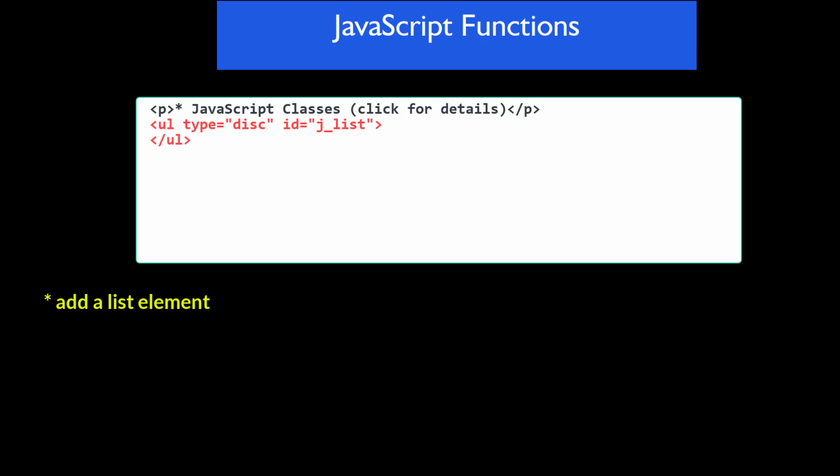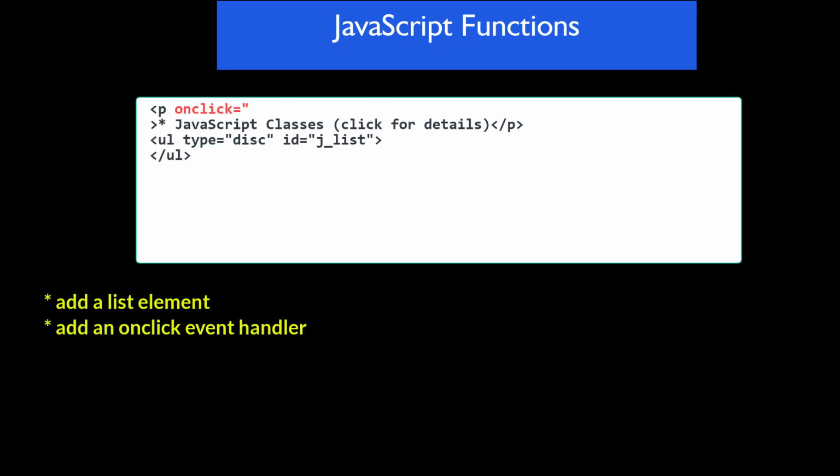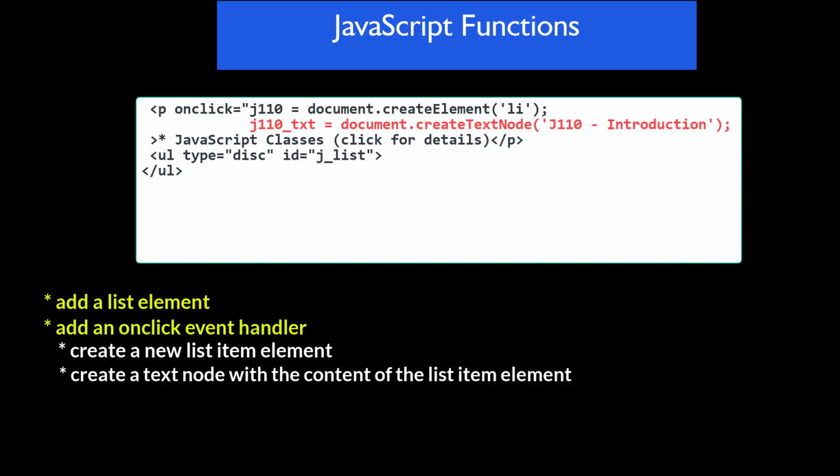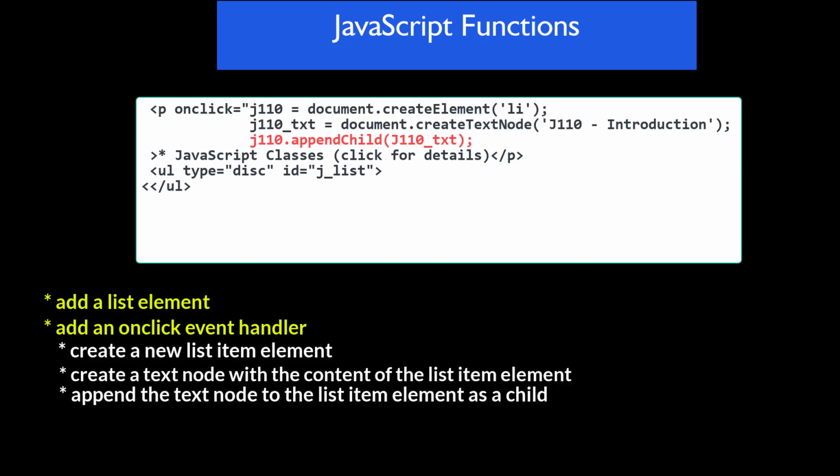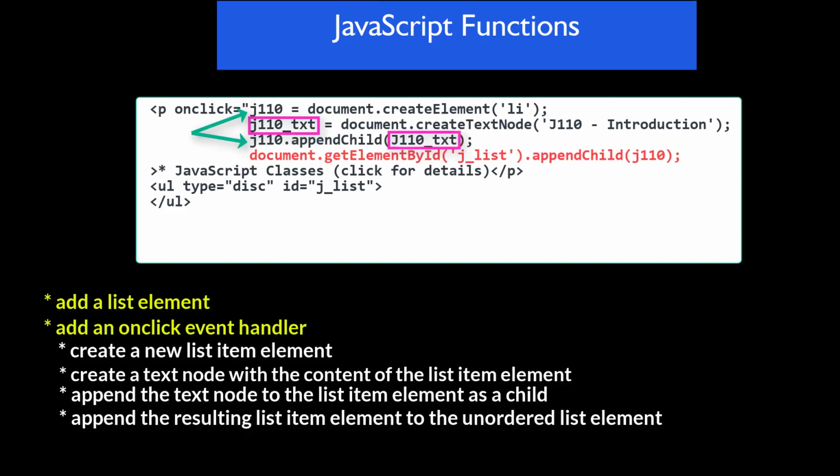Our strategy is to add an on-click event handler in the paragraph tag. And in that event handler, we'll create a new list item element. Then create a text node with the content of the list item element. Append the text node to the list item element as a child. And append the resulting list item element to the unordered list element. And voila, you've added a new list item child element to the unordered list element.